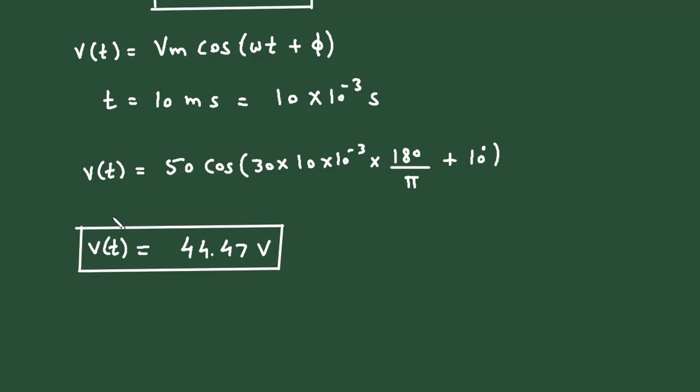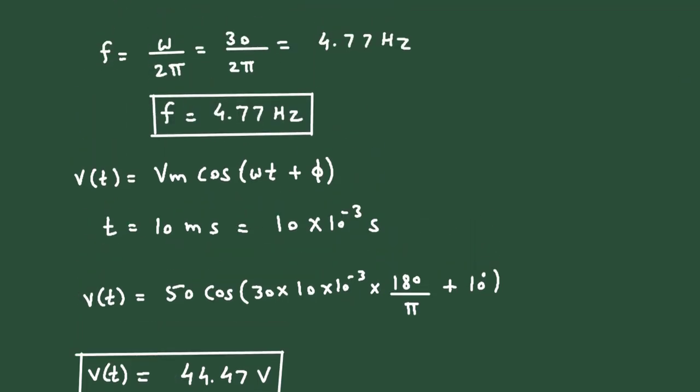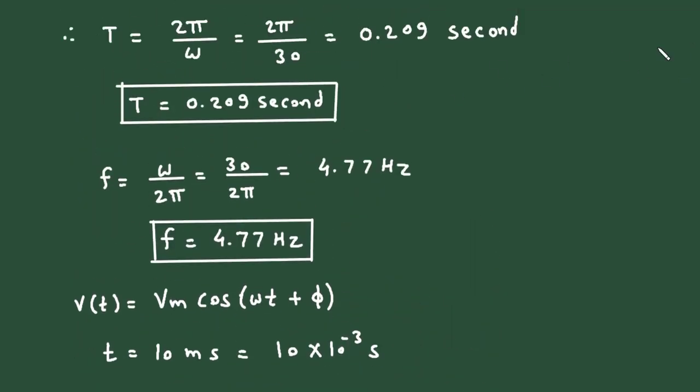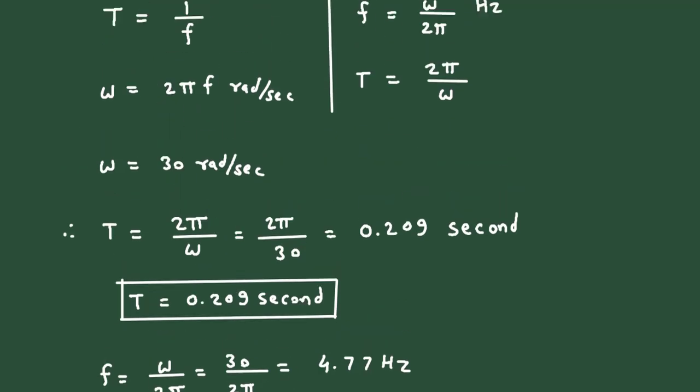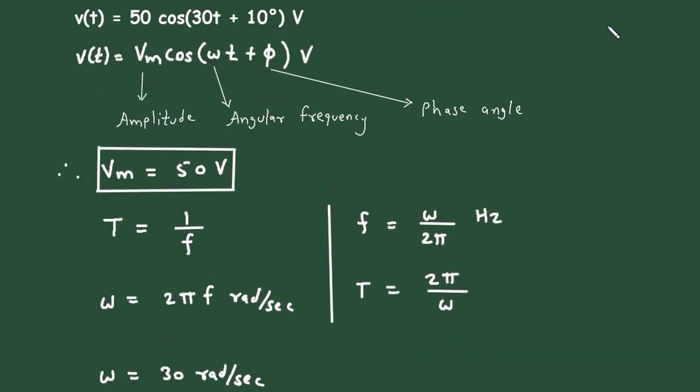Remember that here we have to multiply this omega t, which is in radian, by 180 degree by pi to convert it into its degree equivalent. So this is how we can find V of t, frequency, time period and amplitude.